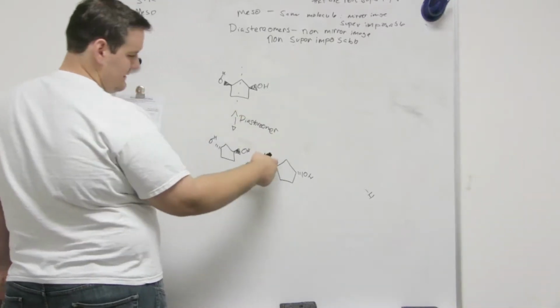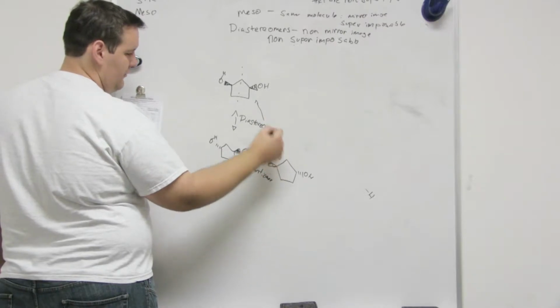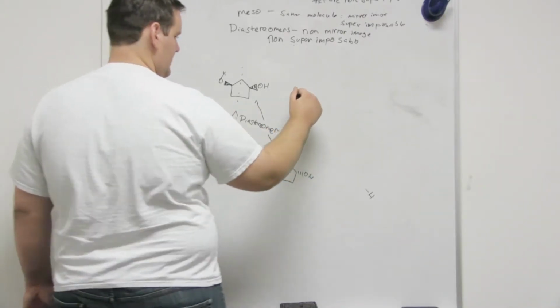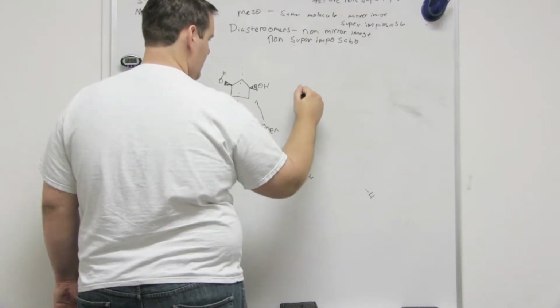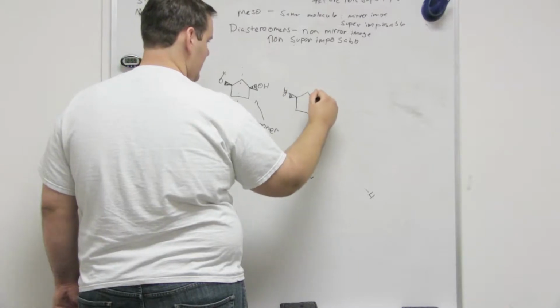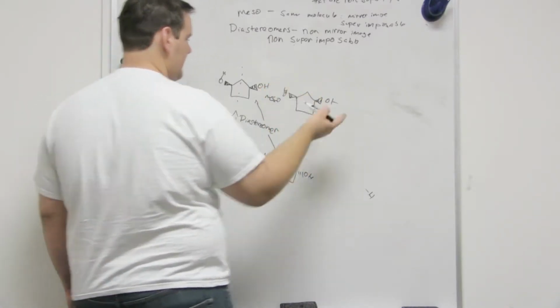And then these guys, the diagonal, they're also diastereomers to each other. And then if I drew this guy's mirror image, clearly these two are meso to each other. They're the exact same thing.